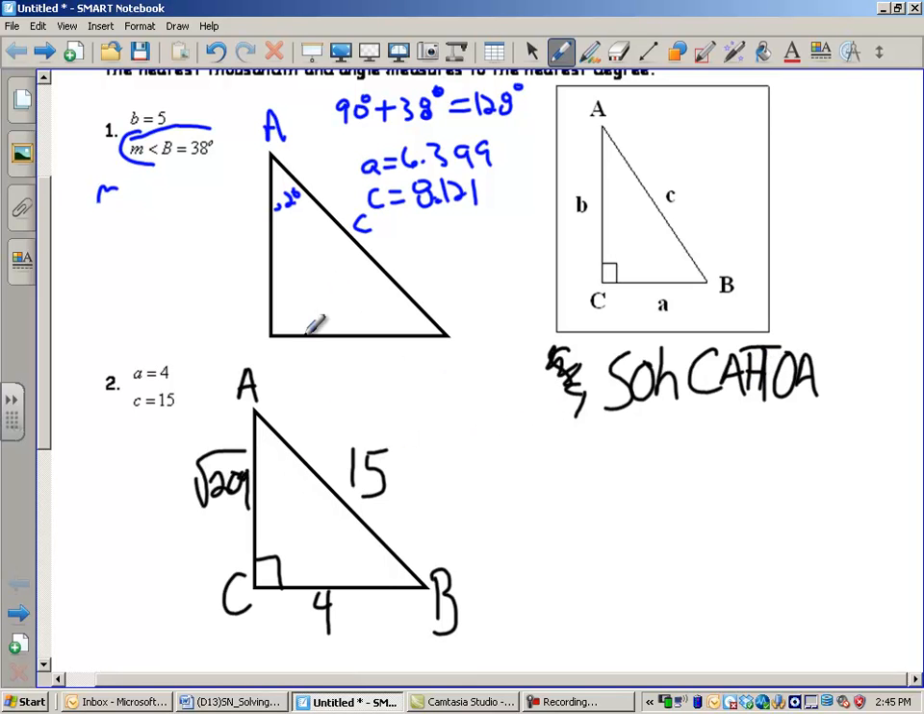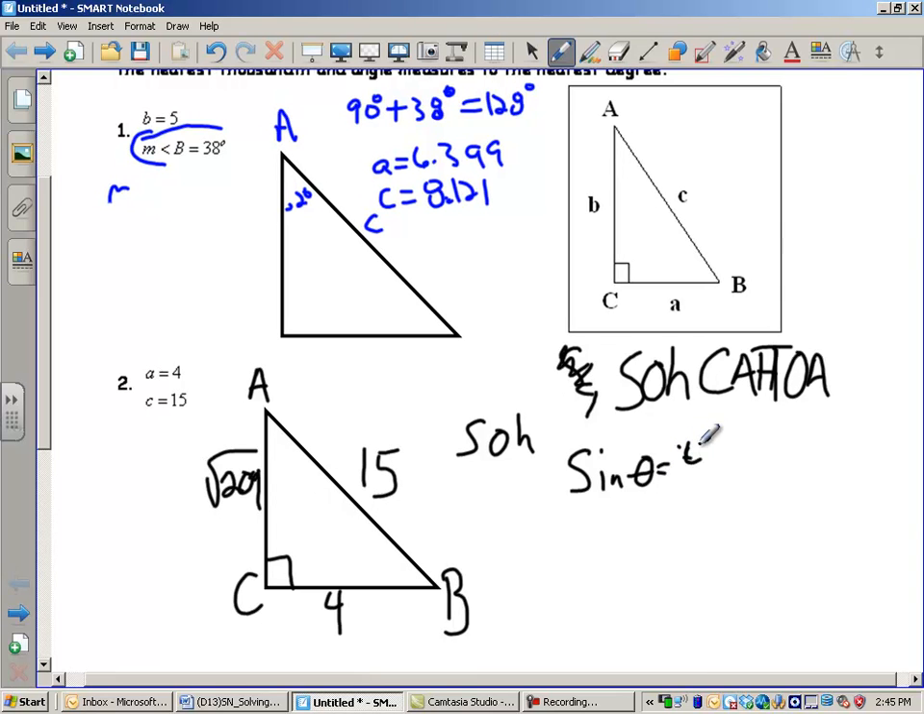Let's go with Mr. G's idea and just use our given pieces of information. So 4 and 15. When I'm looking at solving for A, I realize that 4 and 15 are my opposite and my hypotenuse. So I have opposite and hypotenuse, that means I need to use the sine. I'm going to ask myself, the sine of what angle is 4 over 15?